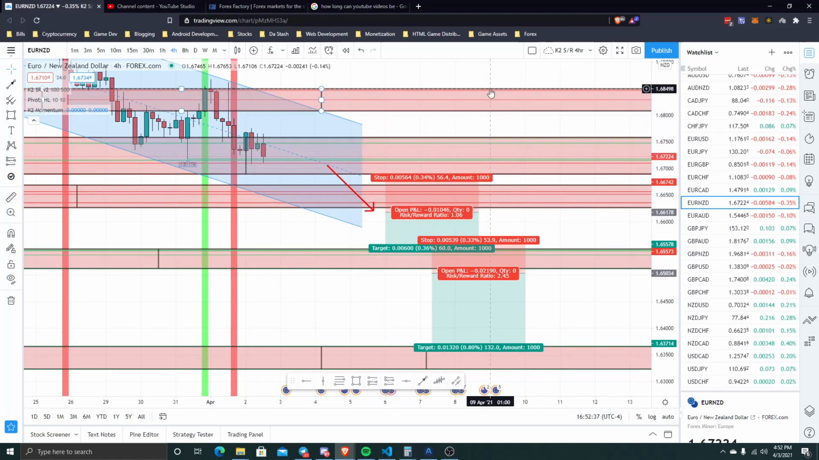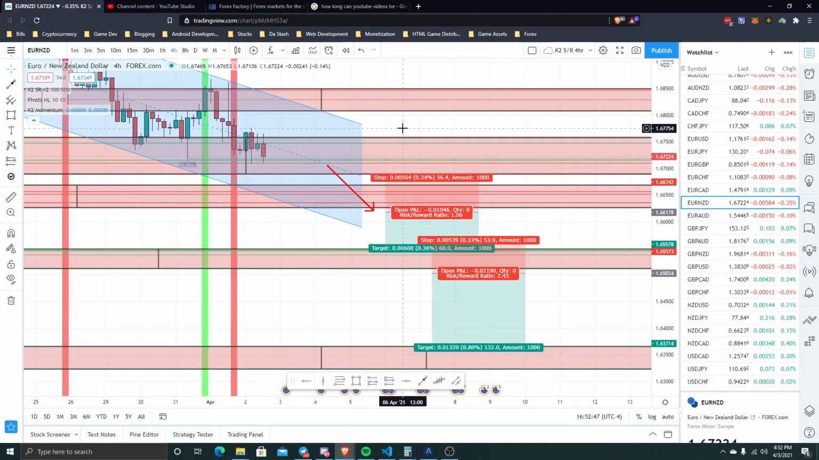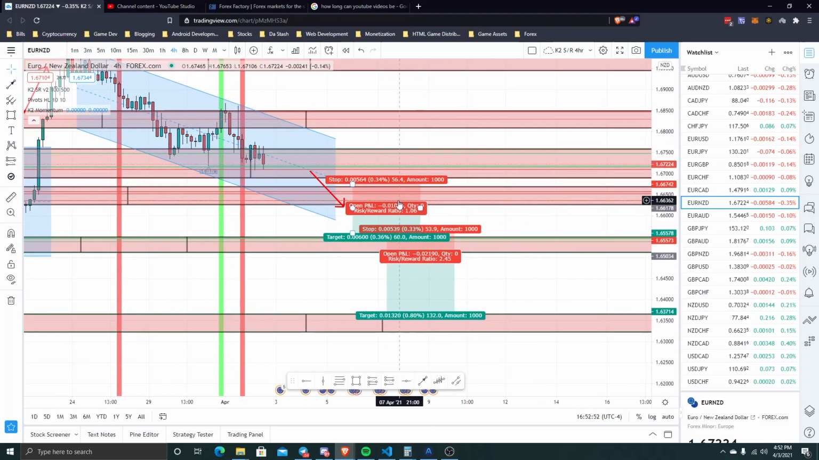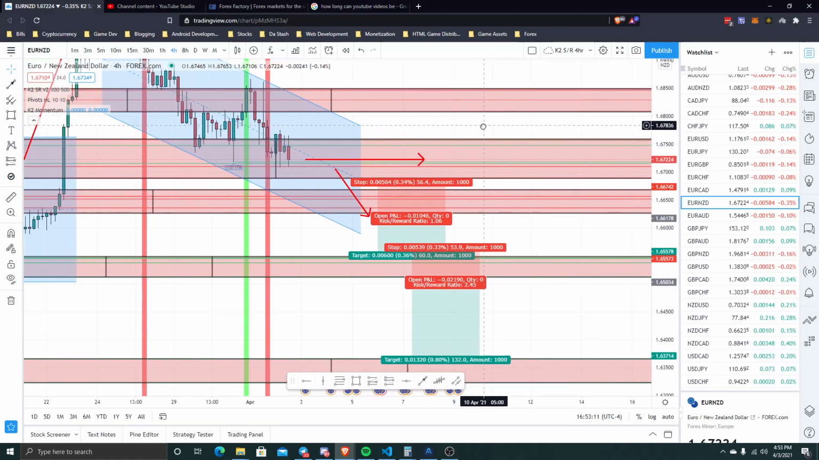There's no major news for the euro this week. Let me see about NZD. No big news for NZD either. So I think price may continue to go in the downward direction for a little bit. Or it might even consolidate in this little zone right here for a little bit. Like I said, market's been kind of slow for the past several weeks now, and so we don't know how the market's gonna play out. So we have to see.